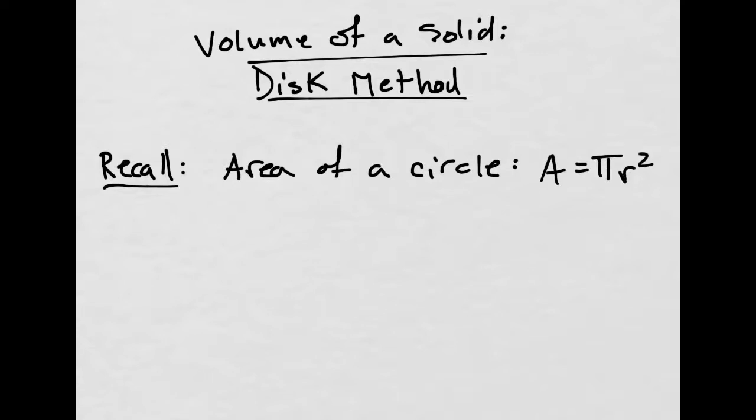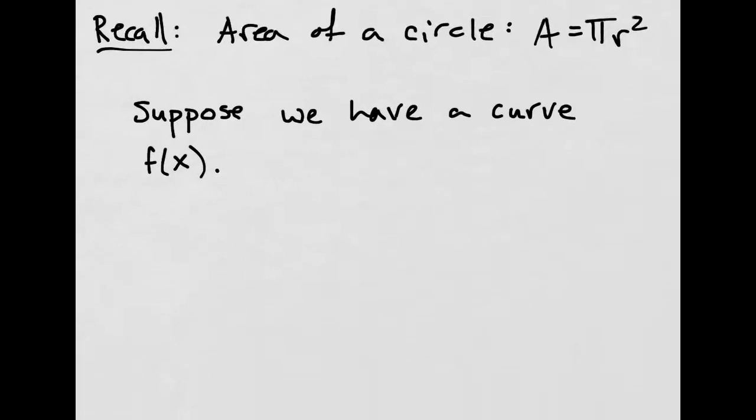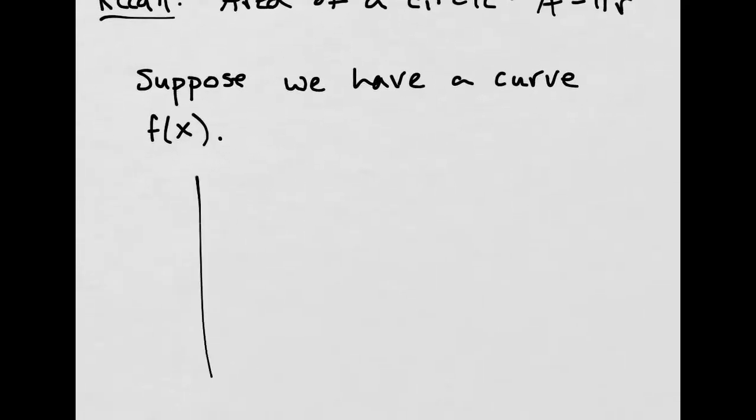So if we have a radius of a circle, we'll be able to find out the area of that circle. And the idea behind the volume is to integrate a circle as it changes and gets a solid. We'll see. Alright, suppose we have a curve f of x, and it looks like this.